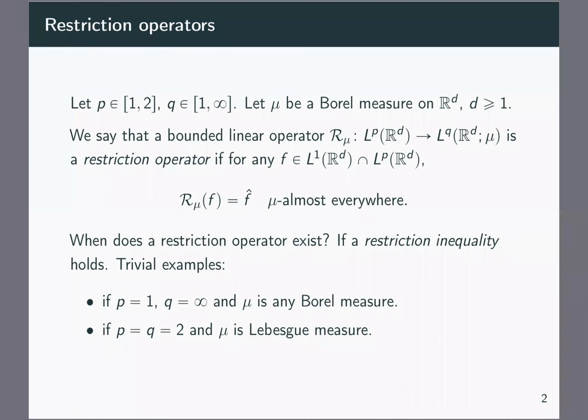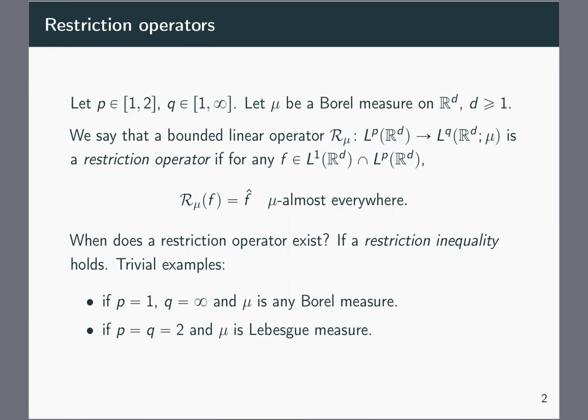So let's start by taking an abstract view on restriction theory. In the widest possible sense, the restriction problem makes sense for all exponents p between 1 and 2, q between 1 and infinity, and any Fourier measure mu on R^d. We then say that a bounded linear operator R_mu from L^p of R^d equipped with Lebesgue measure to L^q of R^d equipped with mu is a restriction operator if for any function f that is both integrable and in L^p we have that R_mu f is equal to f hat mu almost everywhere.